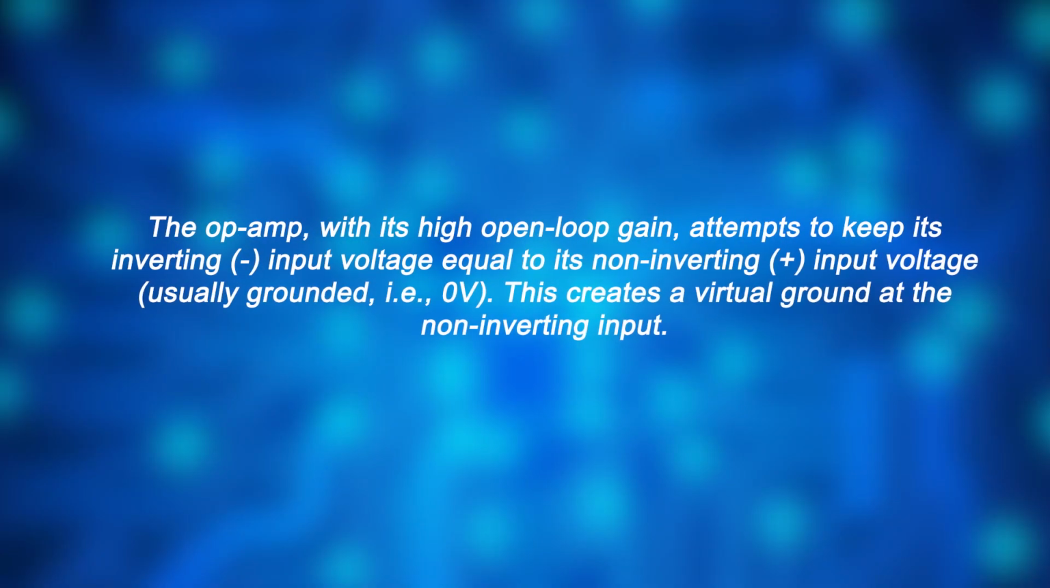Now, the components of the operational amplifier. As with other Op Amp circuits, the Op Amp is the central component. It has two input terminals, the inverting and non-inverting input, and one output terminal. In this circuit, the non-inverting input is usually grounded, or you can say it is provided 0 voltage.